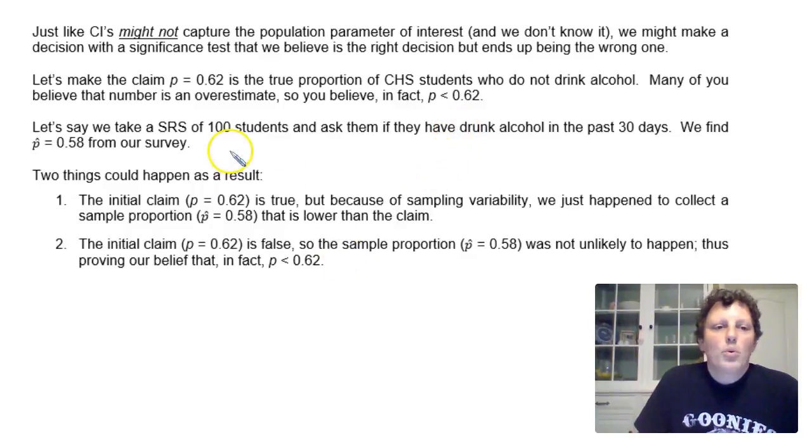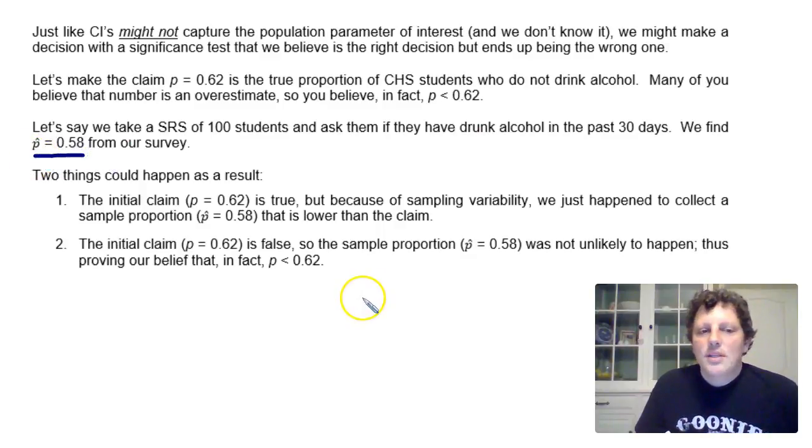So we take a simple random sample of 100 of these students and we ask them if they've drunk alcohol in the past 30 days. And from this sample, we get a sample result, a sample proportion of 58% from this survey. Now, one of two things is going to happen here. Either the initial claim was true: 0.62 is the true proportion of Cairo High School students that do not drink alcohol. But when we sample, there's variability in sampling. It happens naturally, and we just happen to get a sample proportion of 0.58 because of that sampling variability.